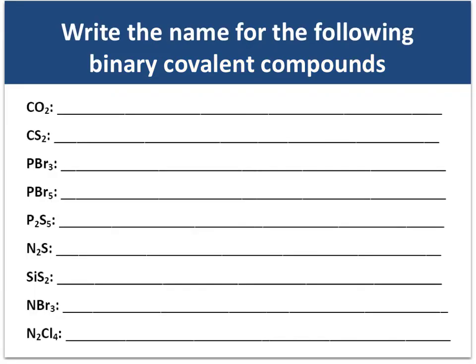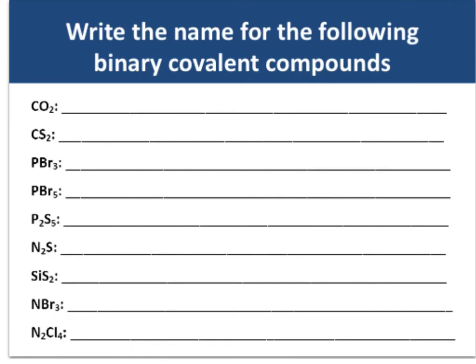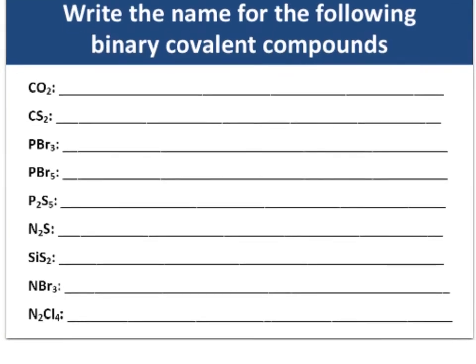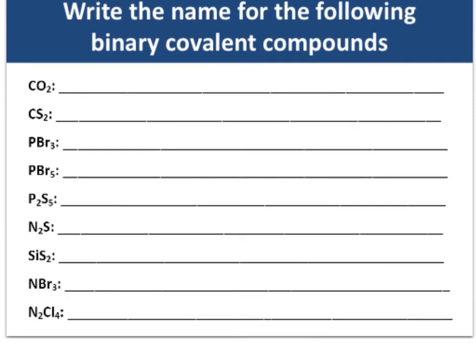Alright, so let's go ahead and start naming these. Carbon and oxygen. We have one carbon. So remember, we do not put the prefix mono in front of the first element, so we're not going to put mono here. So that will just be carbon. We have two oxygen, so that's dioxide. Second one, we have CS2, so that's carbon again, no mono at the front. Two sulfurs, so disulfide.